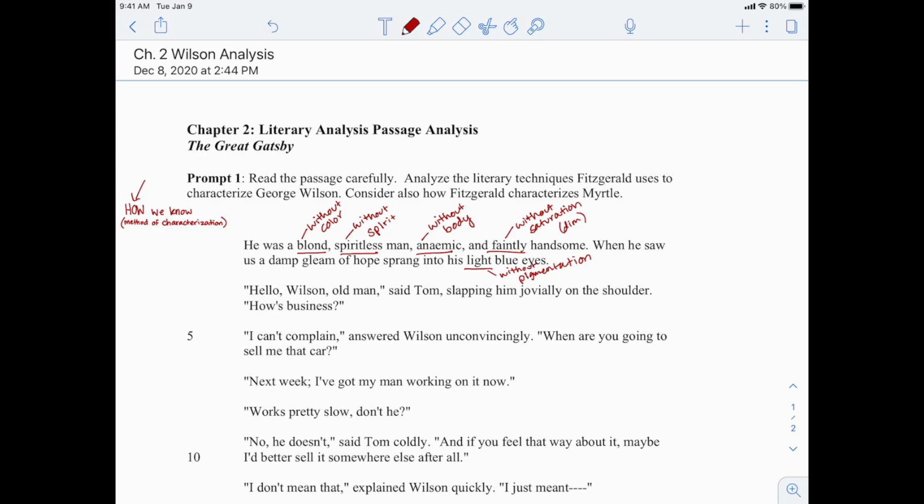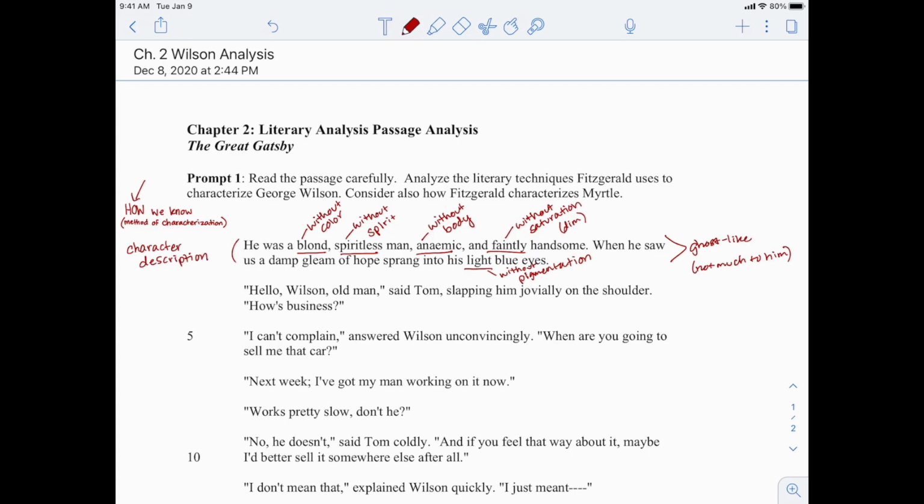All right, so overall, just in these first two sentences, we're gathering that he's almost ghost-like, or there's not much to him. Not much of interest, okay? Now, how do I know that? Look at this line here. He was a blonde, spiritless man. Do I find out that there's not much to him because of what he says? No, in these two particular lines, we know these things because the character was described that way. So the method of characterization there is character description.